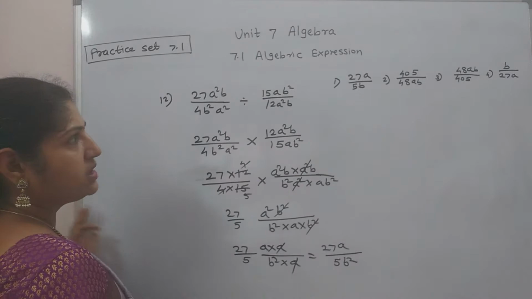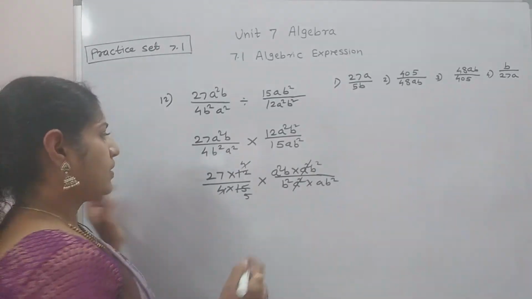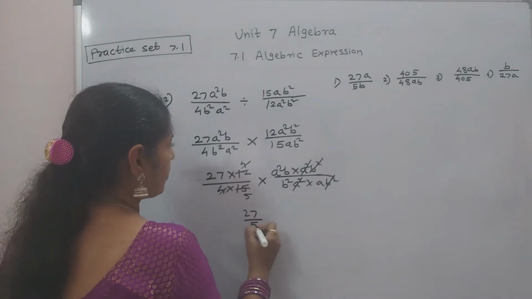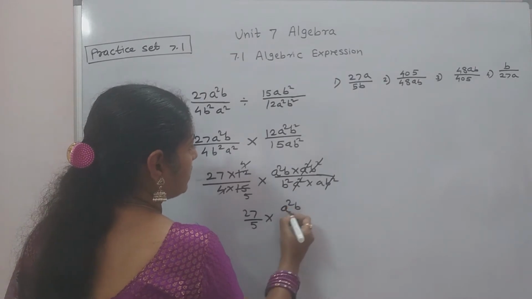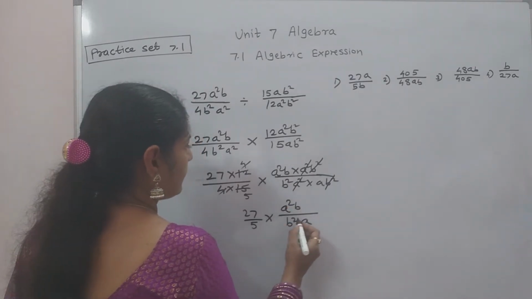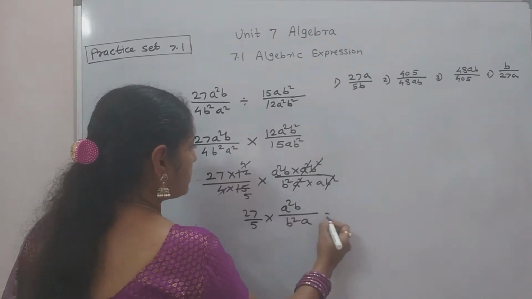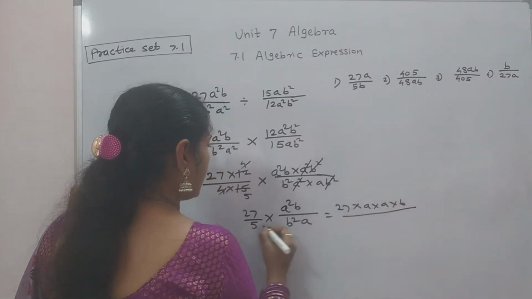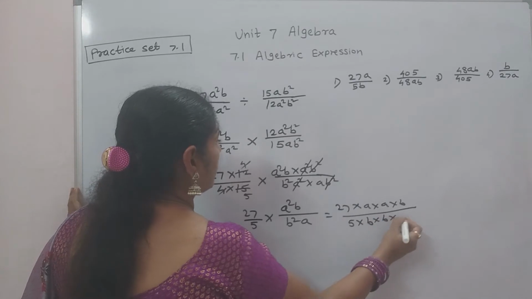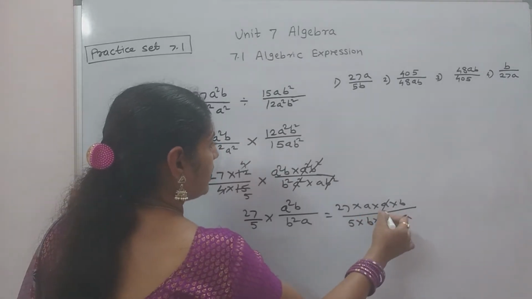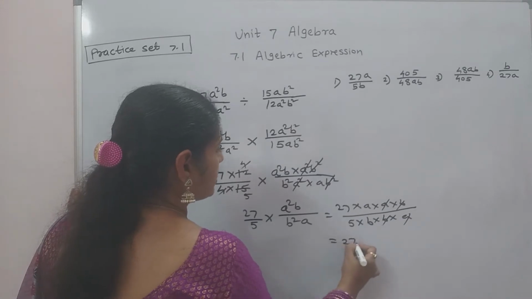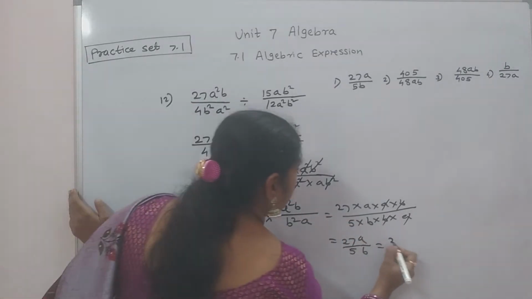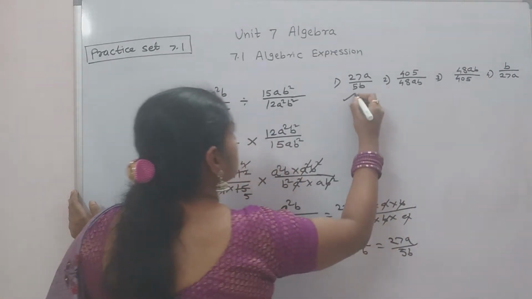Then b into b square upon b square into b square cancels, leaving 27 upon 5 into a square b upon b square a square. A square means a into a, and b square means b into b. Now cancel a and b. So our answer is 27 upon 5, a upon b, that is 27a upon 5b. Answer is option number 1.